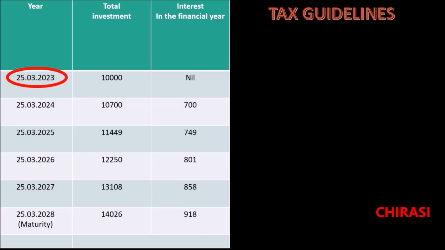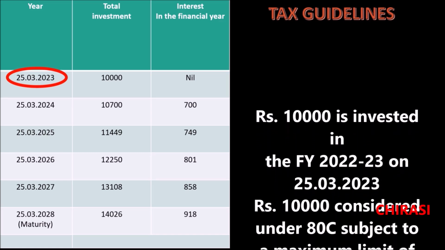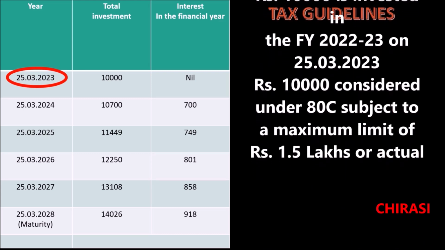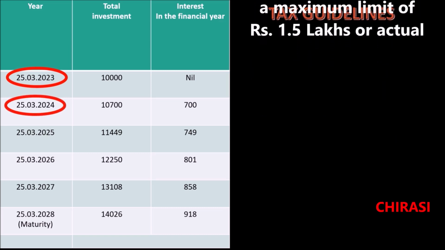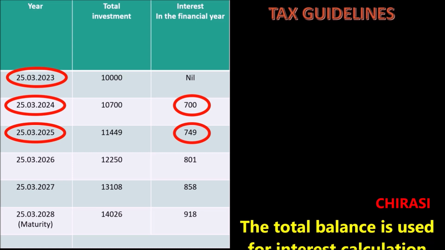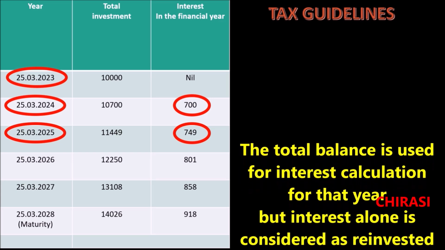Now let us see how this accrued interest comes. Suppose 10,000 is invested on 25/3/2020, that is financial year 2019-20. During the year 2023-24, the first year, the interest accrued is 700. During the second year, the interest accrued is 749, because the earlier interest of 700 is taken as reinvested.